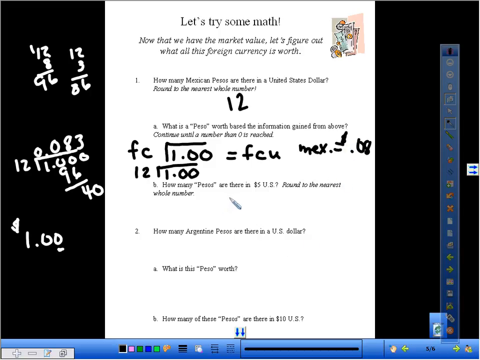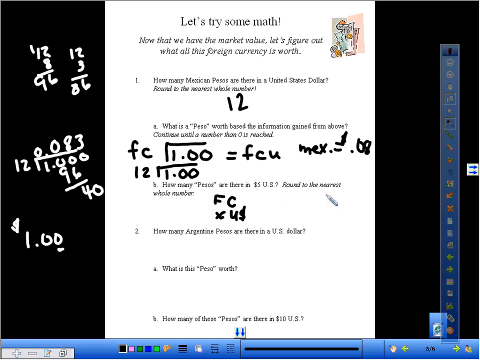Now, how many pesos are there in 5 U.S. dollars? So that would be different. I'll have to set up a different formula. I'll have to take the foreign currency times the U.S. dollar, won't I? And then I'll be able to come up with how many.